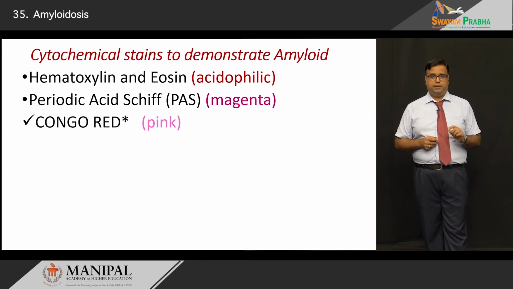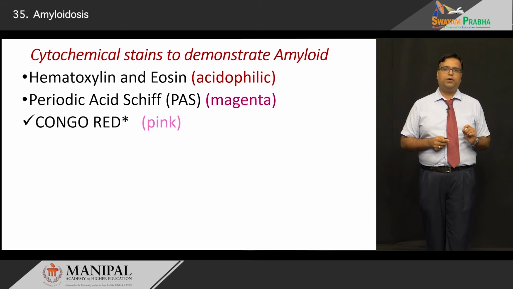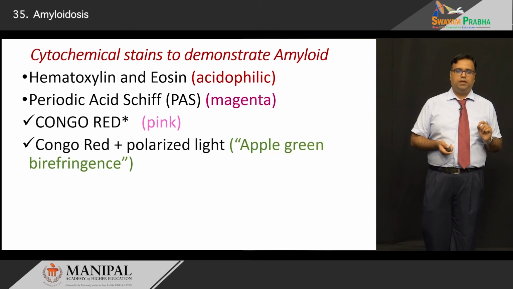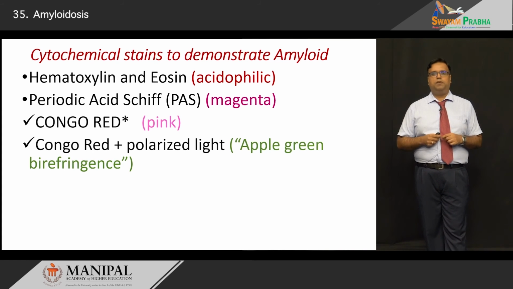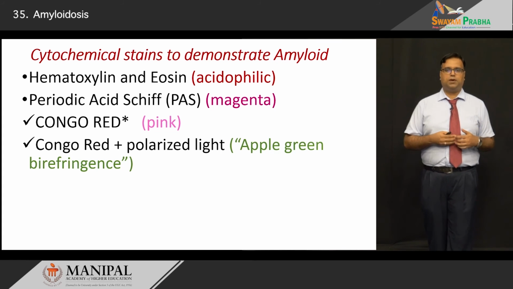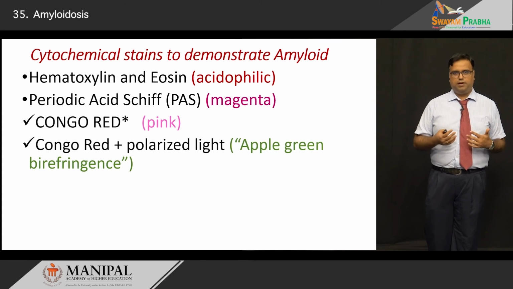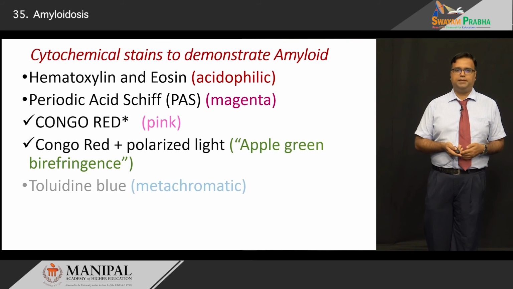You can do a Congo red. This is the chief stain generally for amyloid, which stains a very pink color. Combine this with polarized microscopy, and you will see what is called an apple green birefringence under the polarizer. We have some of the images coming up later.